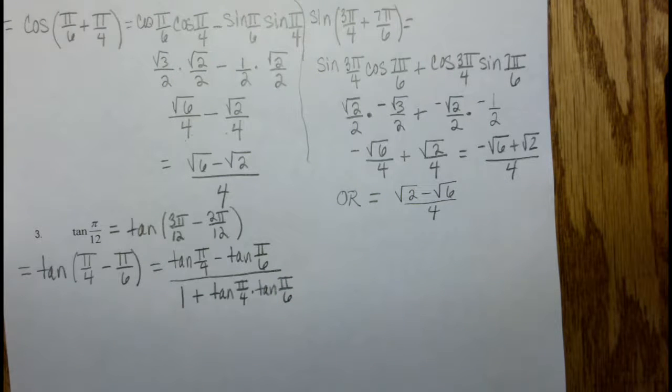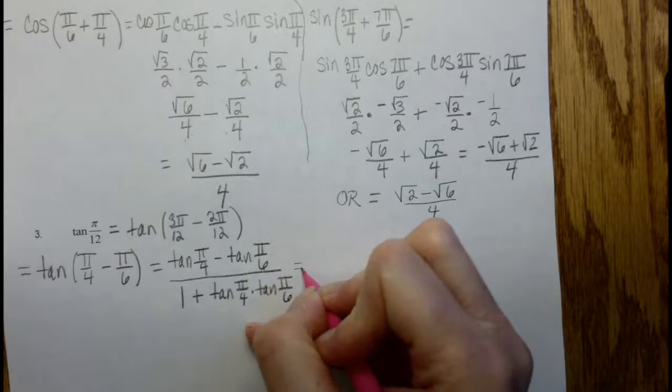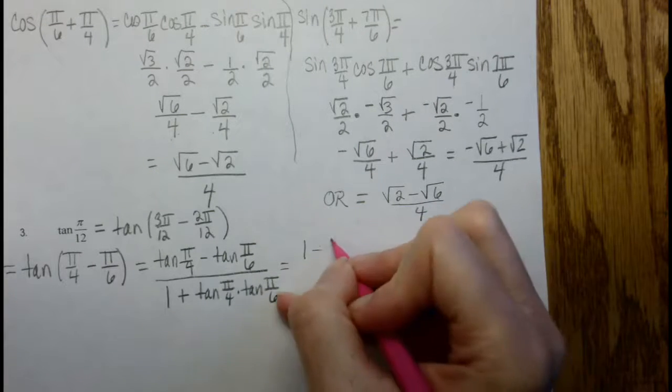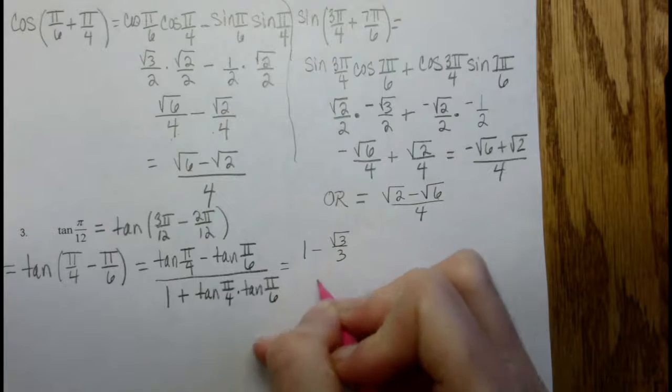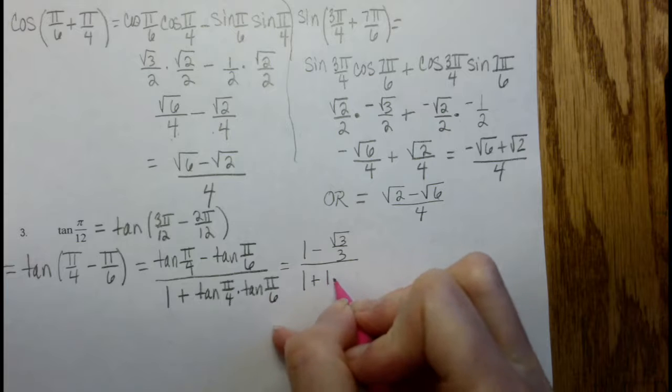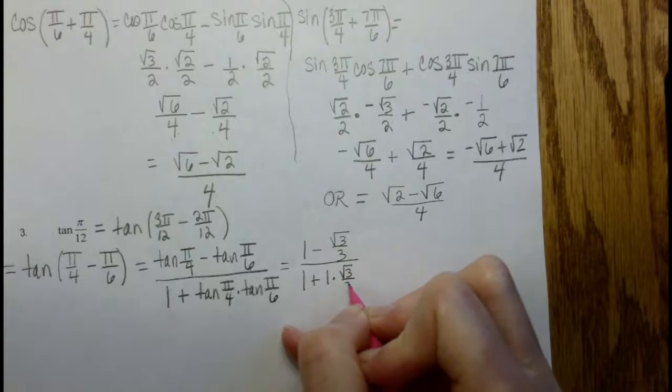So what we need to know is, well, what's the tangent of pi over 4 and what's the tangent of pi over 6? And when we come over here to fill that in, tangent of pi over 4 is 1, tangent of pi over 6 is square root of 3 over 3, and then it's going to be 1 plus 1 times square root of 3 over 3.